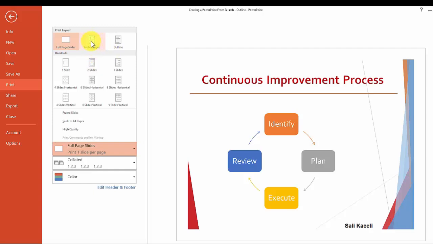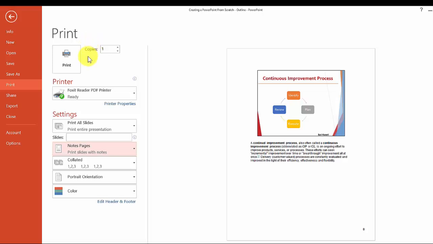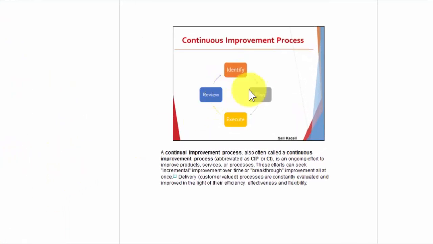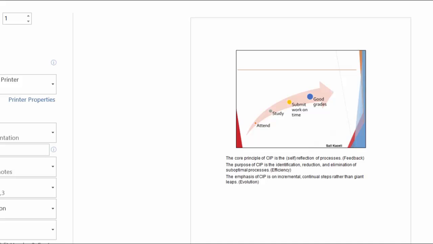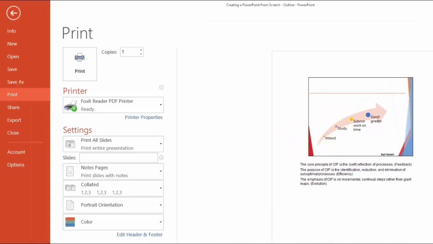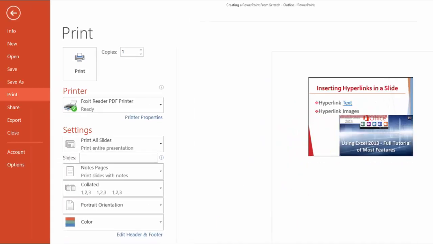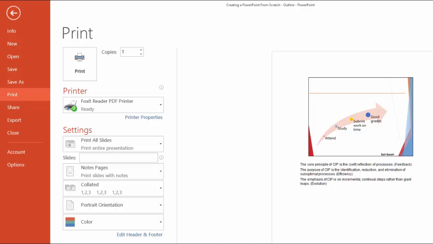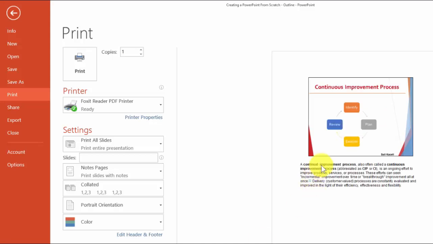So let's say I wanted the notes pages. The notes pages will show up like this. Basically, it'll give me a picture of the slide, and then the notes right below it, and then the next one as well. I'm not going to print it at this point, of course, but this is for demonstration purposes. So that's how you print the slide notes.